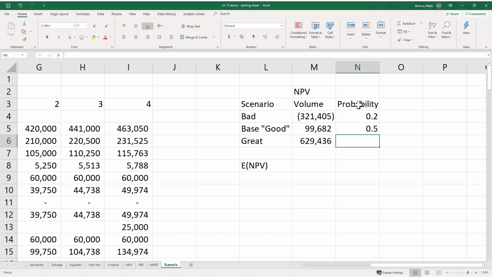And then let's just say, of course, the balance has to be 1. So let's say that there's a 30% chance of a great outcome. So then what would we do? Oh, and this would just be NPV. Volume isn't relevant. So I want to get expected NPV. I'm going to do what?